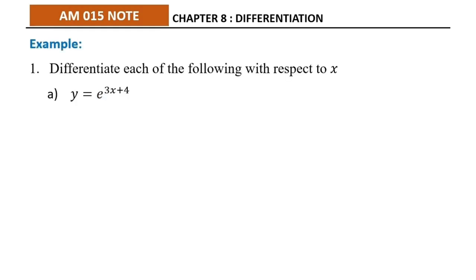Example, differentiate each of the following with respect to x. First, y equals e power of 3x plus 4. Differentiate y, we get dy/dx. Differentiate e, we have e power of 3x plus 4 itself. And differentiate the power of e, 3x plus 4, we get 3. So dy/dx equals 3e power of 3x plus 4.